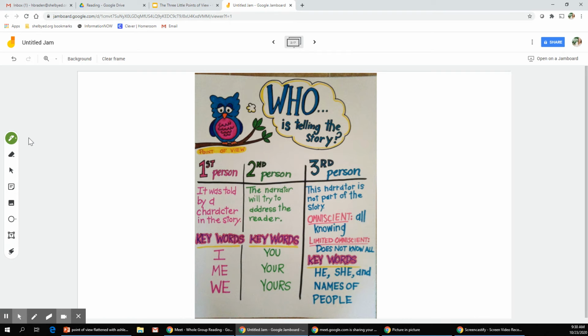Today you have the consonant LE quiz, your point of view test, and the multiplication quiz. What's the fourth one? Point of view, multiplication, and your consonant LE.